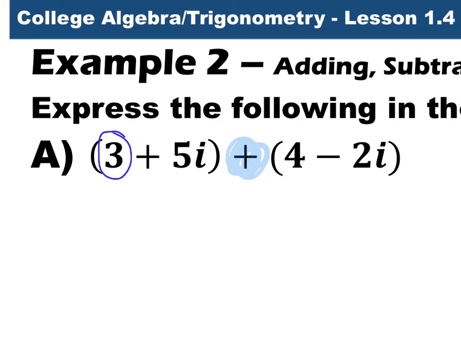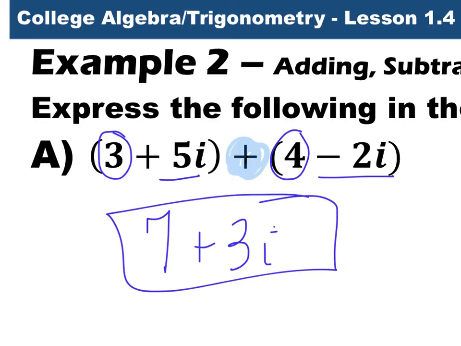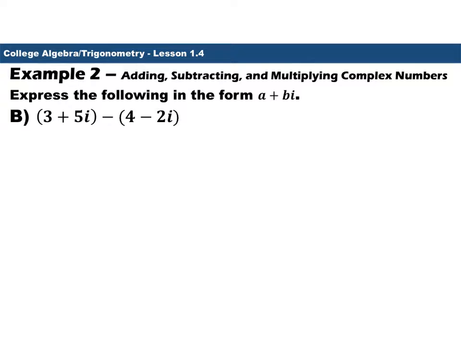So 3 plus 4, 7. 5i minus 2i plus 3i. That's it. Can I simplify that anymore? No. What's the real part? What's the imaginary part? Perfect. Is that ridiculously hard? No, you guys can handle it.